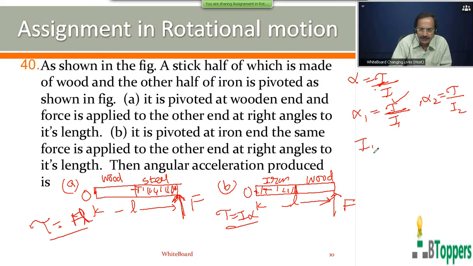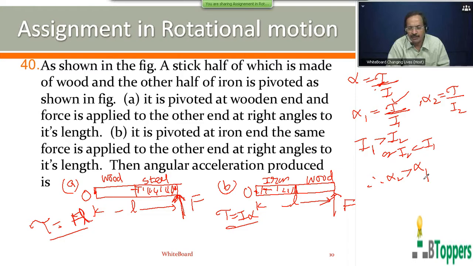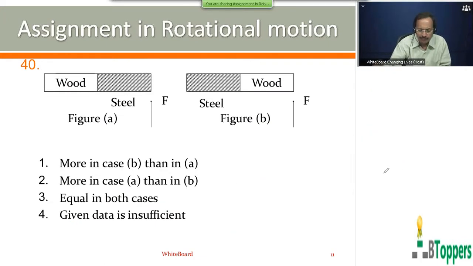Therefore, the moment of inertia in the first case is more than the moment of inertia in the second case. Or you can say I2 is less than I1. Therefore, alpha 2 will be greater than alpha 1. If you want to copy the solution, you can pause and copy it. So, in question number 40, angular acceleration is more in case B than in A. That means the first option is the answer.